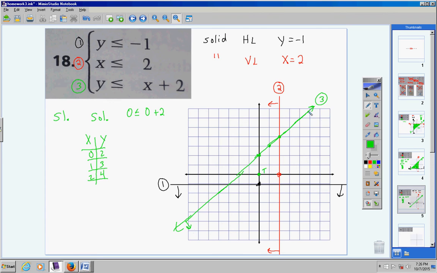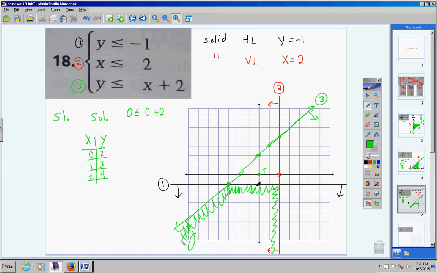So I think this one's going to be an unbounded region. Let's see. We got to stay below the green line here, to the left of the red line. So we got to stay below the green line. Then we hit this point right here. We got to stay below the black line, right guys? If you go up here, then you just went above the green line. We can't do that. And if you go up here, you just went above the black line. We can't do that. So we got to stay below the black line. Then we hit the red line. We got to stay to the left of the red line.